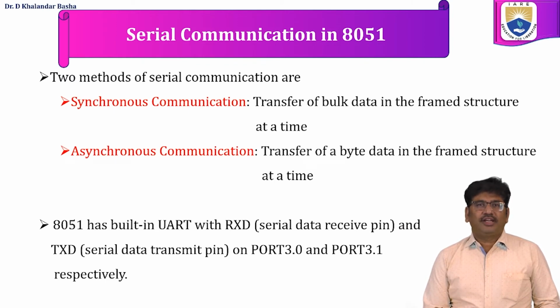The two modes of serial communication are synchronous communication and asynchronous communication. In synchronous communication, the transfer of bulk data is in a frame structure at a time. Whereas in asynchronous communication, the transfer of byte data is in the frame structure at a time. In synchronous communication the data arrives at a fixed interval, whereas in asynchronous communication, byte by byte is transmitted, which is padded with start bits and stop bits.